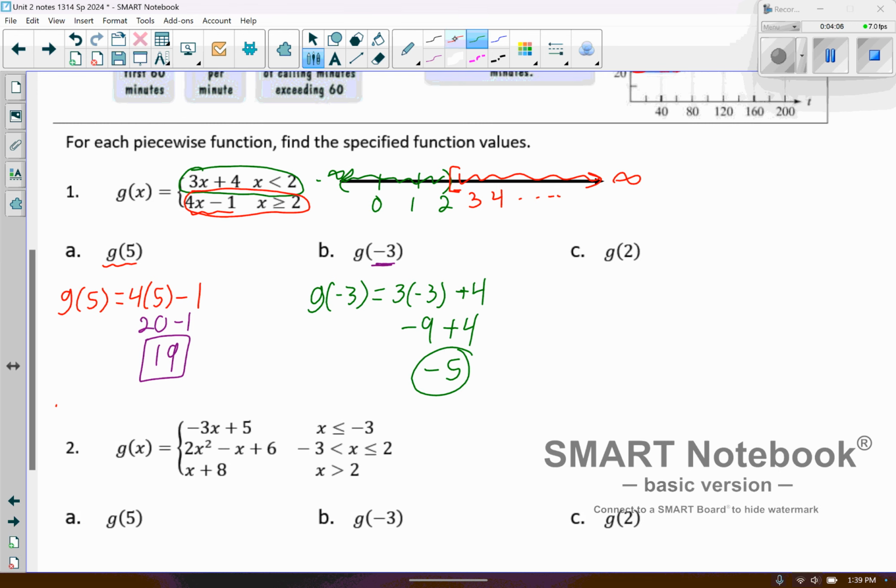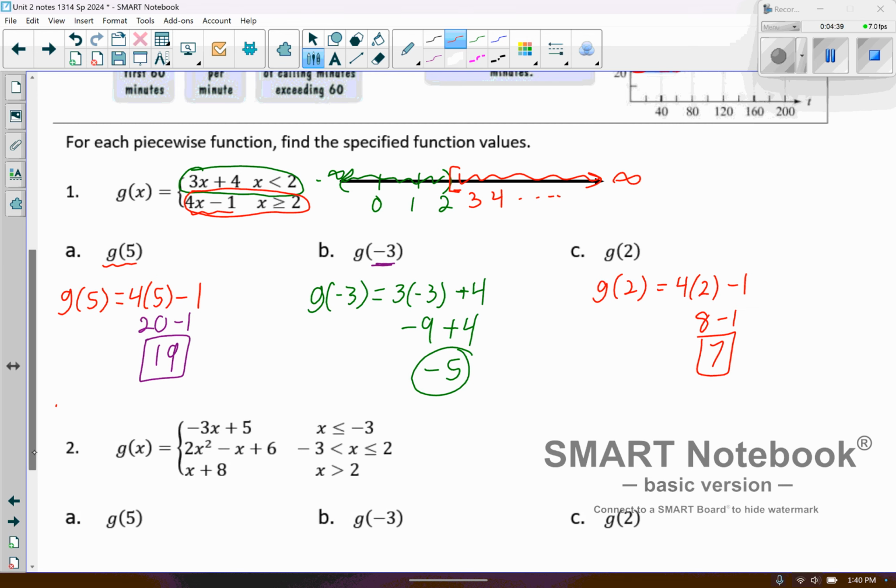Then the last one, they ask us for g of 2. So you're actually right on the border between the two intervals. But if you notice, we have the bracket here with the 2. That means we're going to be working with the red one because 2 is greater than or equal to 2. So we're going to plug this into the second equation listed here. That's going to be 4 times 2 minus 1, which is 8 minus 1, which is 7.